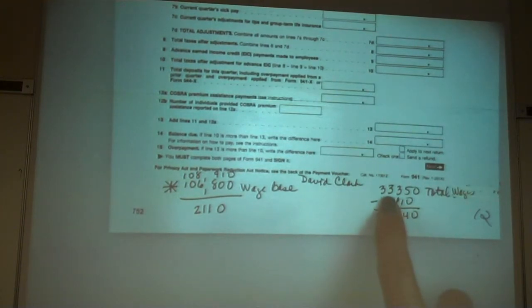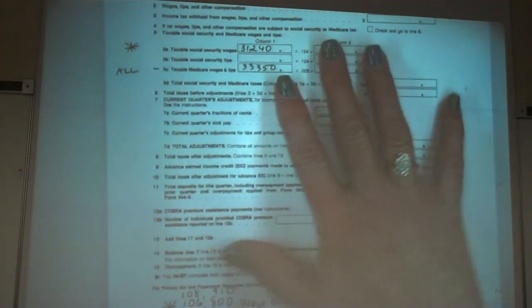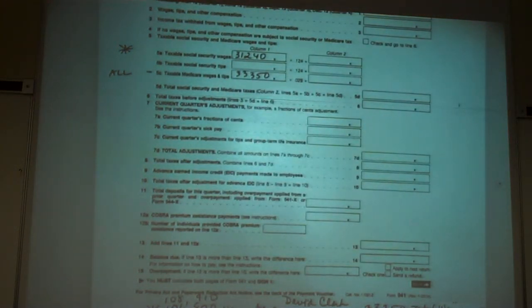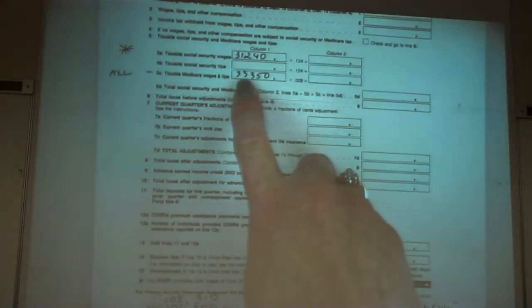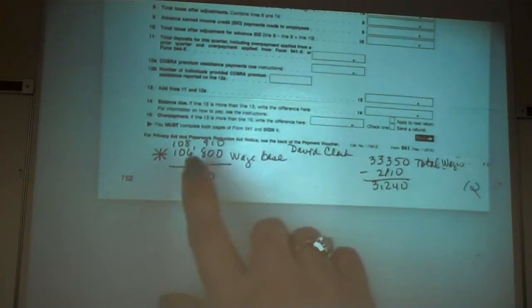So I took the total wages, which we already had listed, 33,350, and I subtracted that amount to come up with the number that's going on 5A. We don't have anything for 5B, which were tips. And 5C, remember, Medicare is calculated on all the earnings. So it's our same number again, 33,350 that we had on line 2. So the only one I needed to change was this top one, because we had someone that was over the wage base.